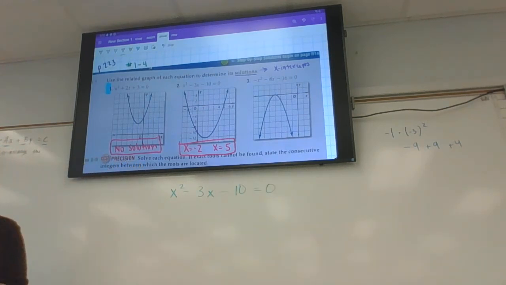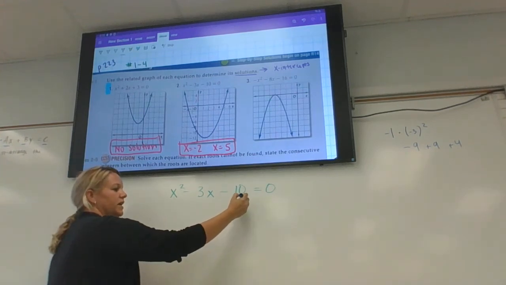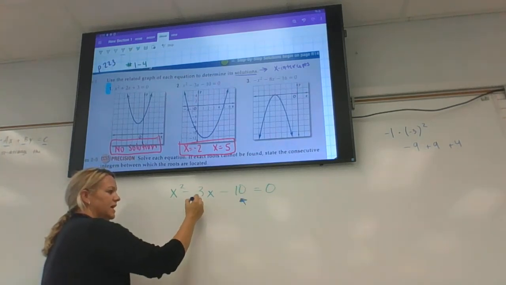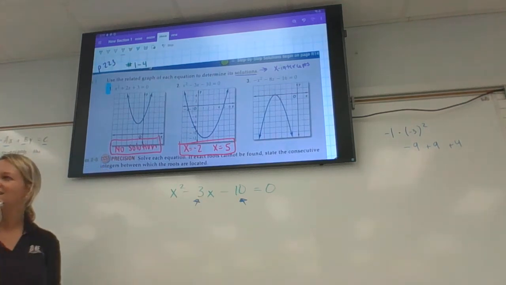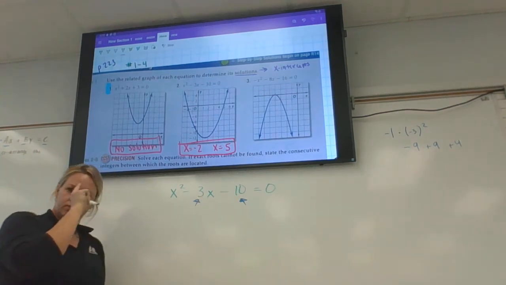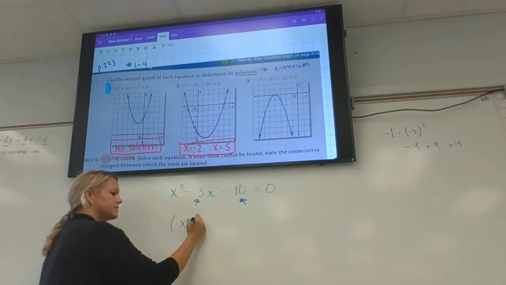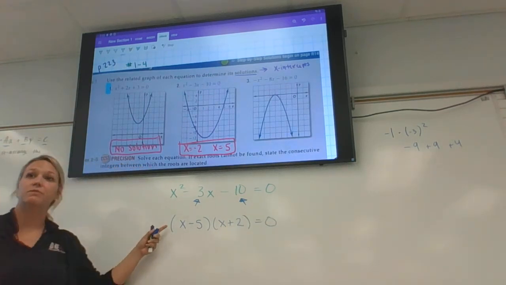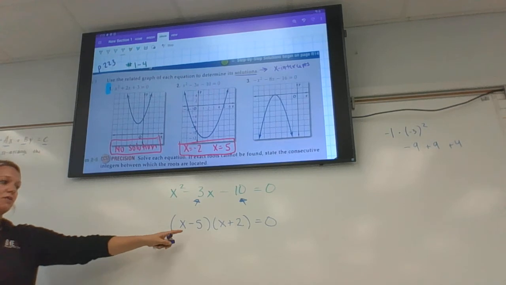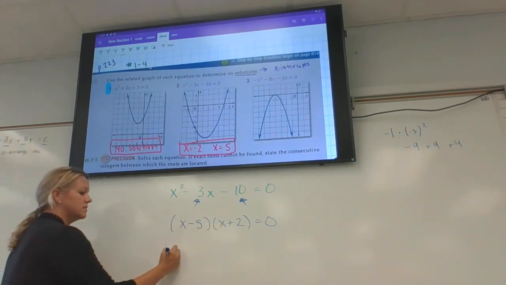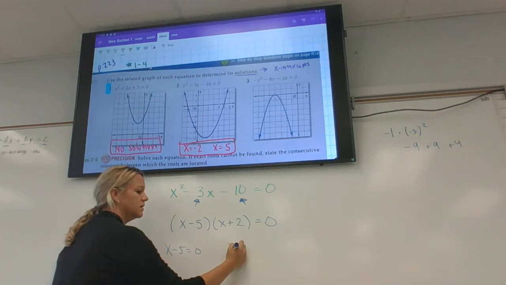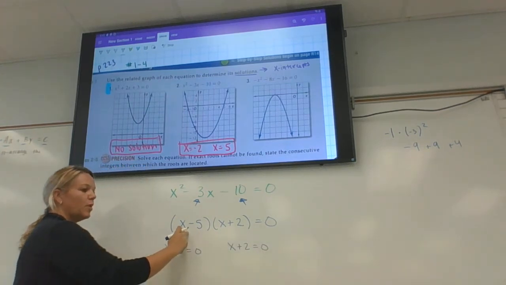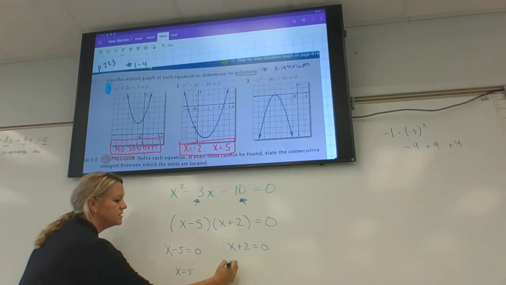Here's our problem. Back in August, week 1 or 2, we worked on factoring. Does anybody remember? We would have to find two numbers that multiply to -10 and add to -3. Anybody remember that? -5 and 2. You guys remember doing this? Now, if you solve these, you set both factors equal to 0 and solve these little baby equations.